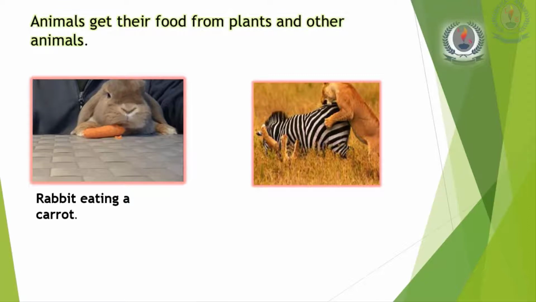The next picture, you can see a lion eating a zebra. Lions get their food from animals. This is how animals get their food from plants and other animals.